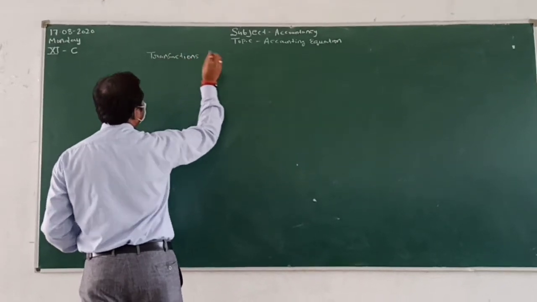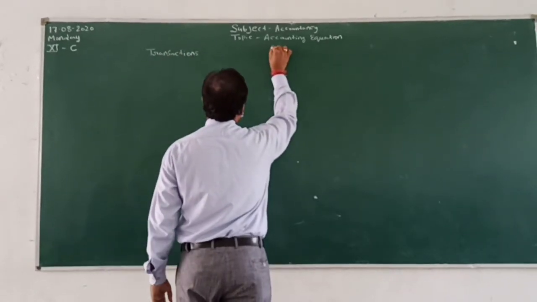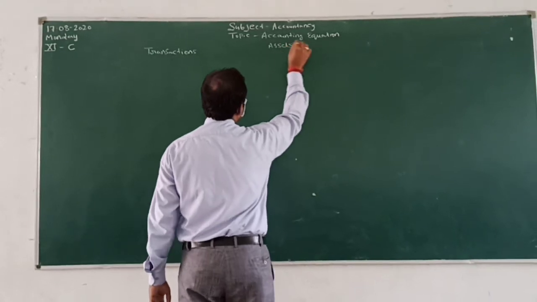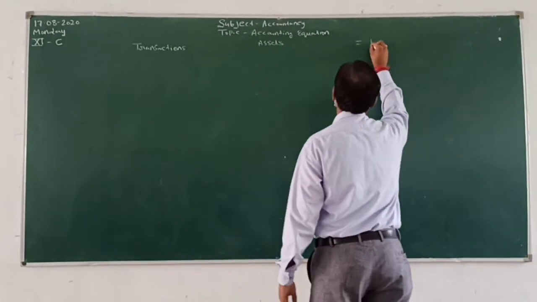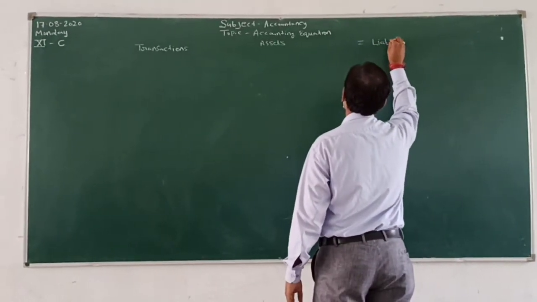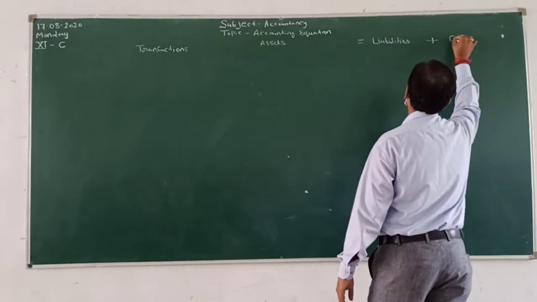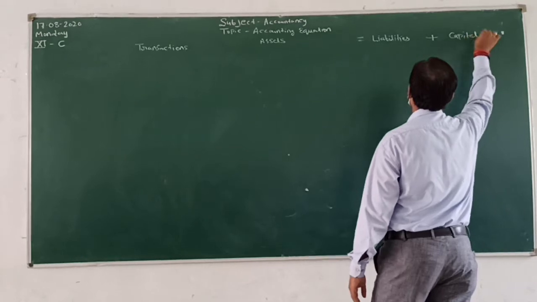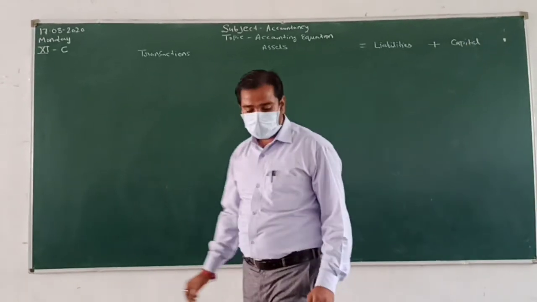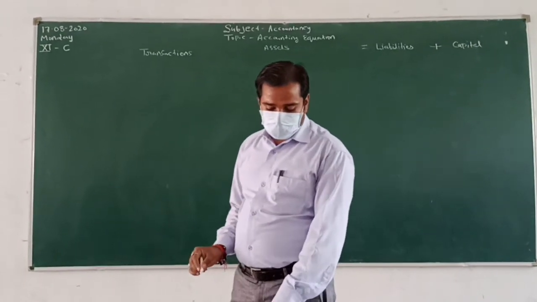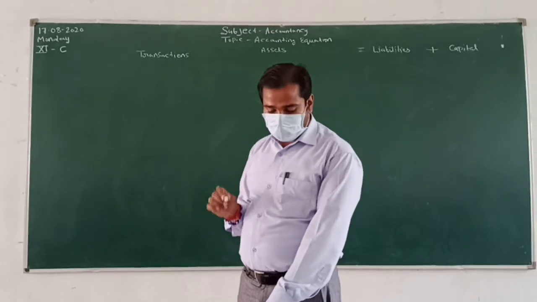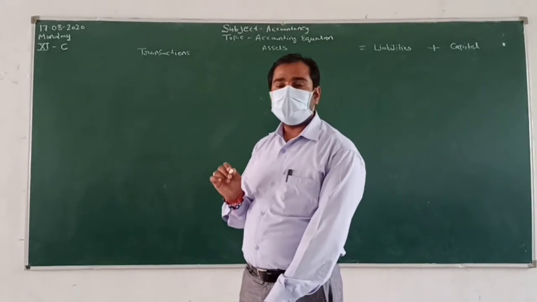transactions. Here is assets is equal to liabilities plus capital. So the first transaction is: Mohan started business and introduced capital rupees 2 lakh in cash.